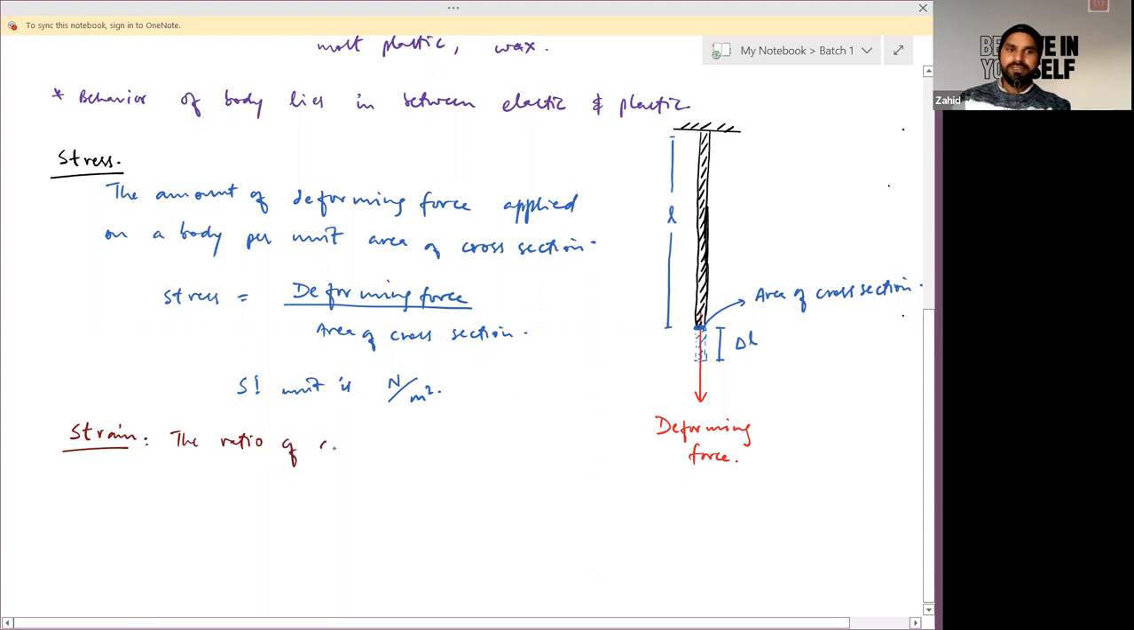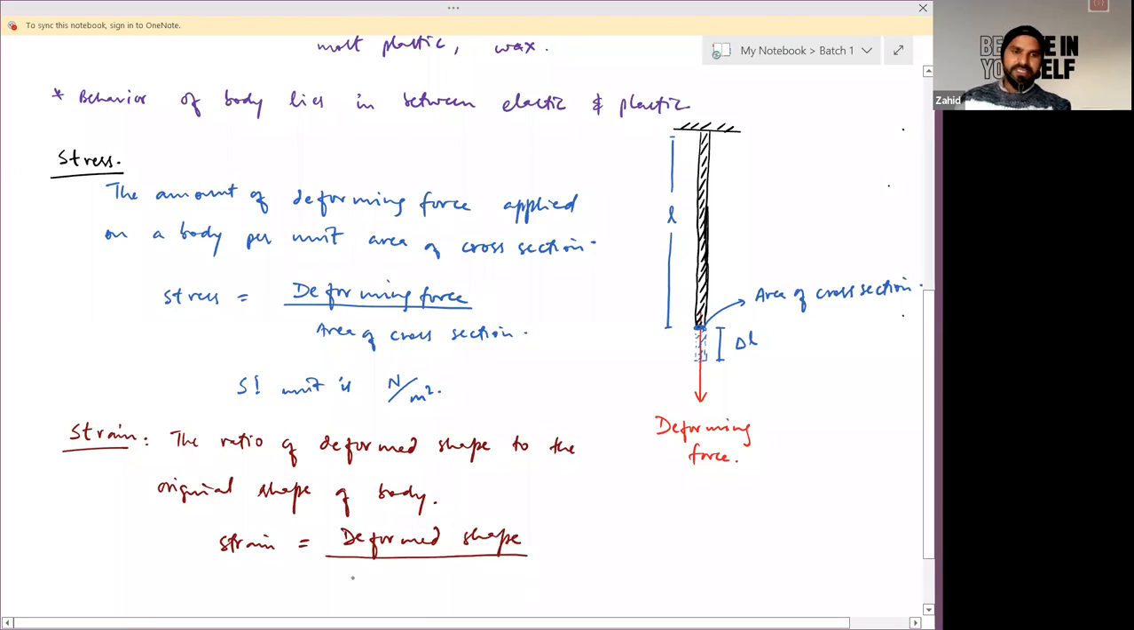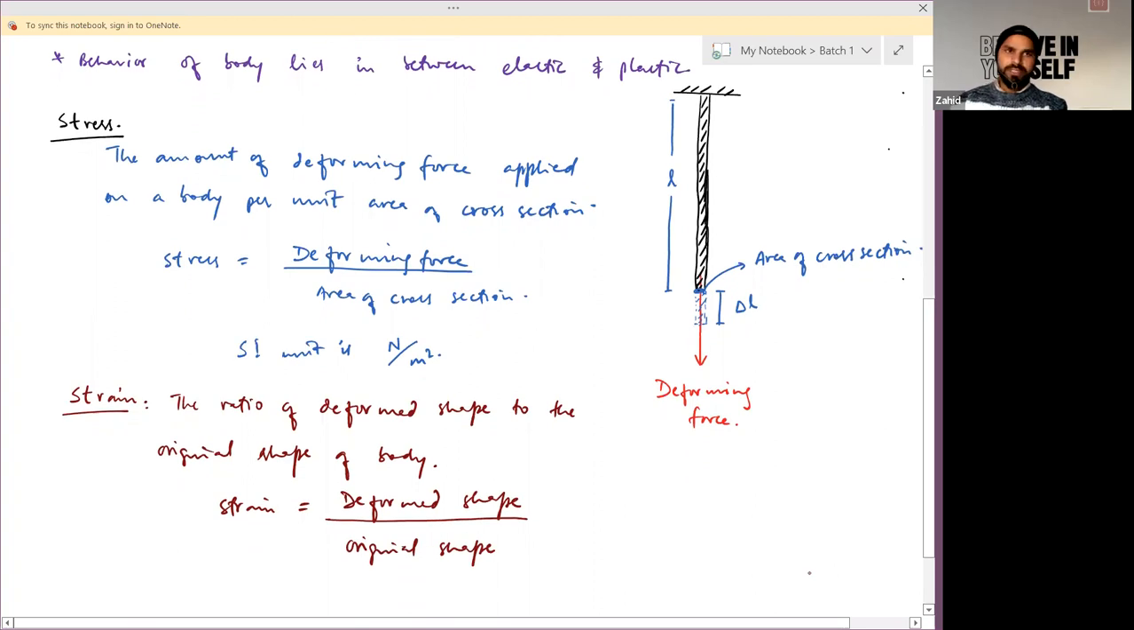Strain defines the amount of deformation produced in this particular object per unit original shape. So strain is basically the ratio of deformed shape to the original shape of body. So strain equals deformed shape divided by original shape. Since the units of deformed shape and original shape are the same, they cancel out, so strain is a unitless quantity.